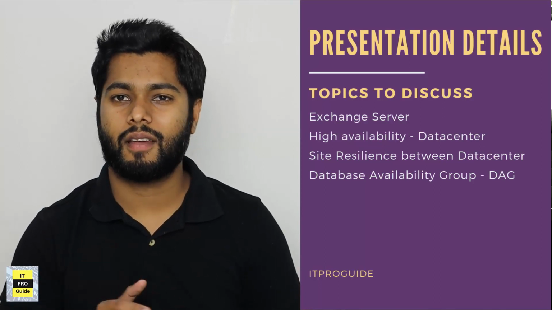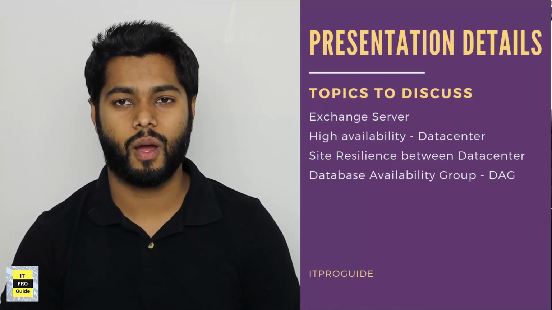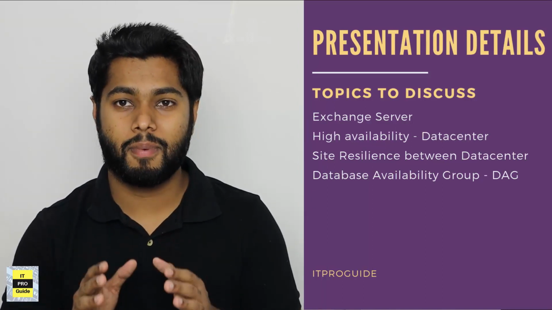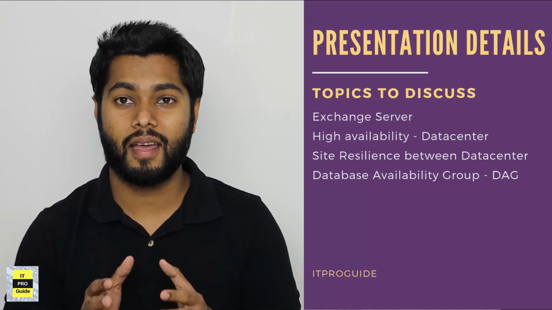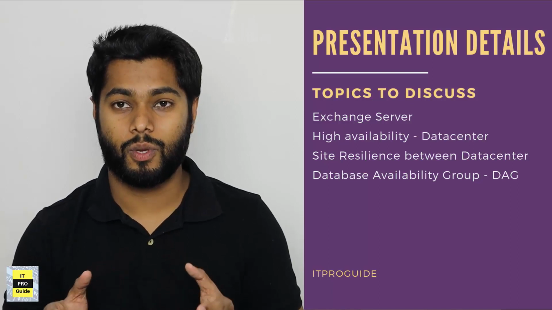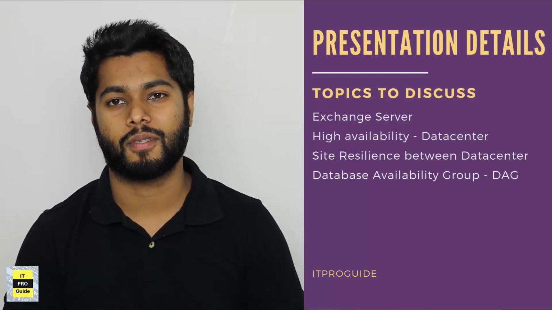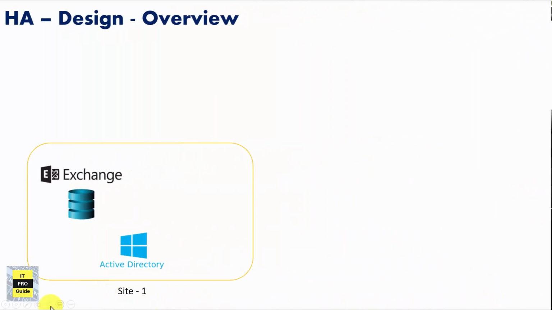Other than database availability group, you need high availability for Outlook Web Access, Outlook Anywhere Access. So this video will give you a complete step-by-step instructions on how to set up a highly available Exchange server within the data center or between the data center for disaster recovery purpose. Let us start from a high-level overview of Exchange server high availability.